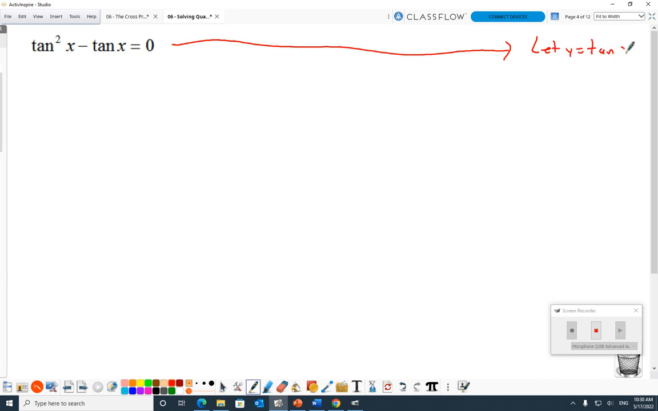If the let statement annoys you, because it does sometimes when you're first learning about let statements, instead picture y as tan x. Just imagine tan x was y. What would you do here? You'd get y squared minus y equals 0.